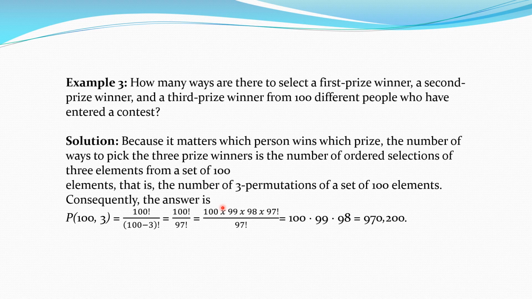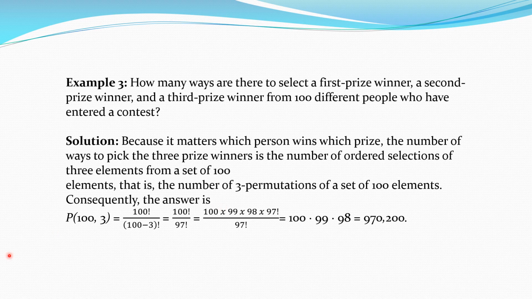See why? Now for first prize, there are 100 persons who can win it. Now, after winning the first prize by one person, second prize has 99 persons available. Now after getting the second prize, there are 98 persons for third prize. So it is nothing but an arrangement of that 3 prizes where total 100 persons are available.